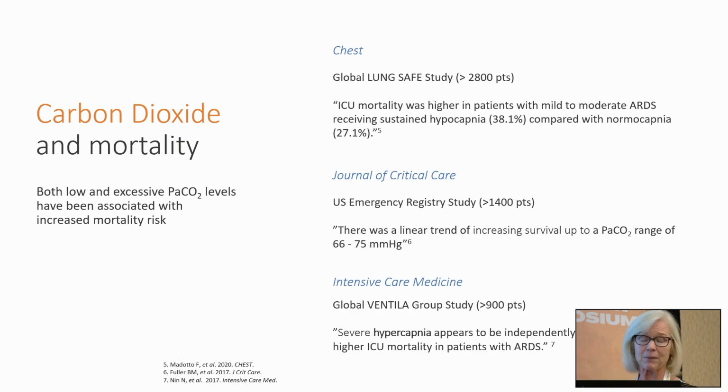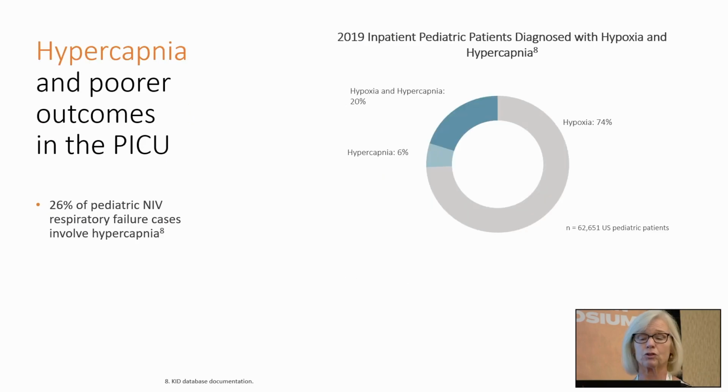Severe hypercapnia is probably no surprise to us that it is associated with higher ICU mortality rates in patients who do have ARDS. So too low CO2, too high CO2, increased mortality rates. Some normal capnia or a little bit of permissive hypercapnia, as long as your pH stays above 7.2, is going to be the way you want to go. So that means we want to watch the CO2 very, very closely.